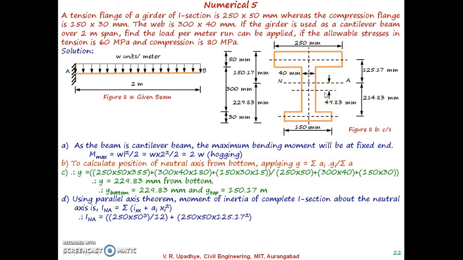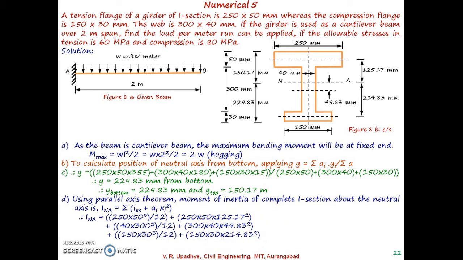Then the moment of inertia of the web about the neutral axis. Its own moment of inertia is BD cube by 12, that is 40 into 300 cube divided by 12, plus area 300 into 40, and the distance between its own centroid and the neutral axis, that is 49.83 square. That is written over here in the second part of the analysis.